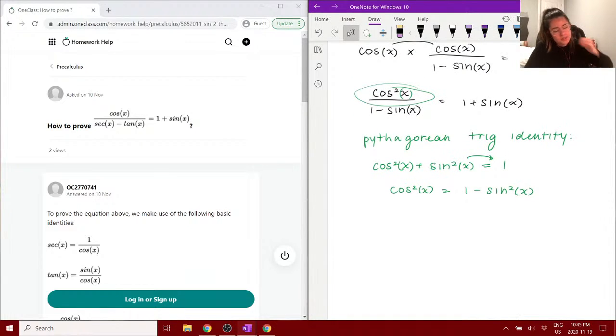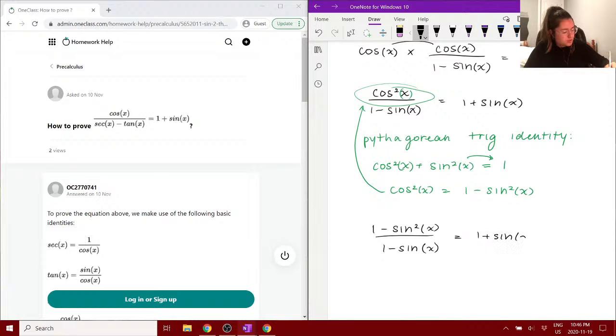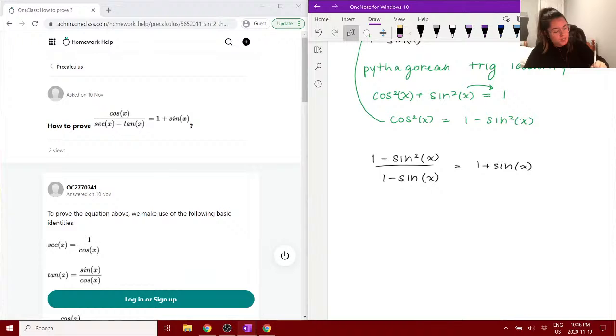So let's sub this in for our cos of x, which I had circled up here. Otherwise, we're going to draw the whole line. There we go. So let's sub that in here, and we get 1 minus sine squared x over 1 minus sine x is equal to 1 plus sine x. So we're super close now. We can actually expand this term on the numerator.